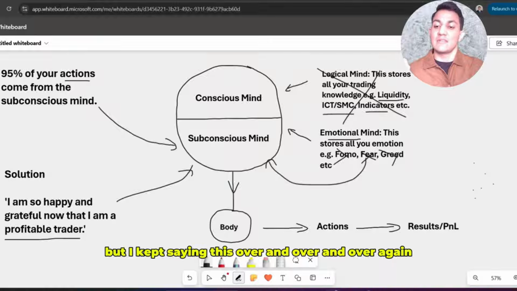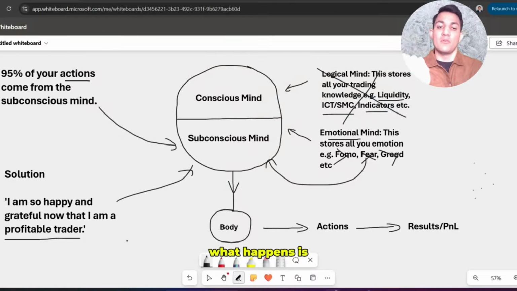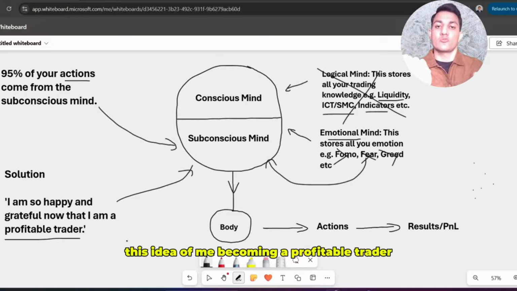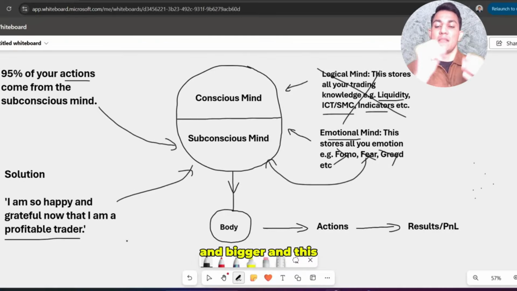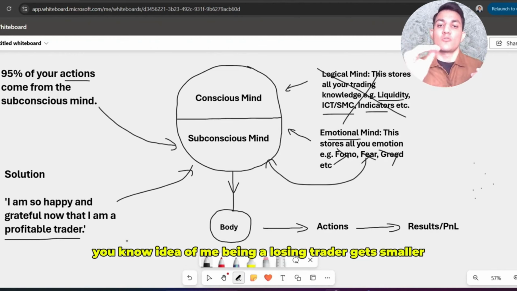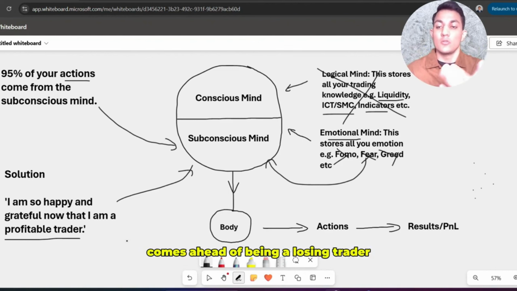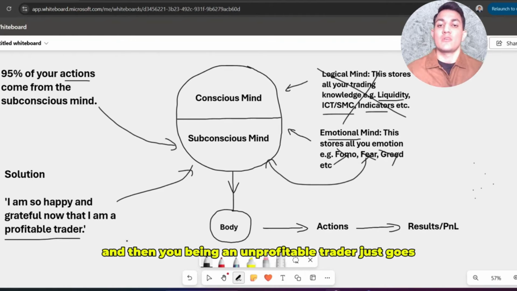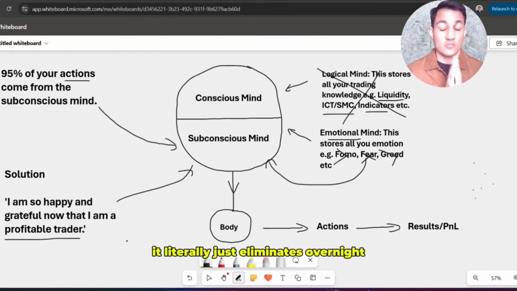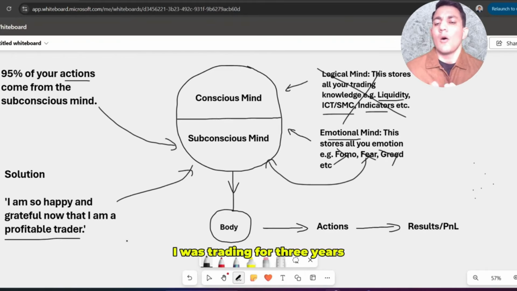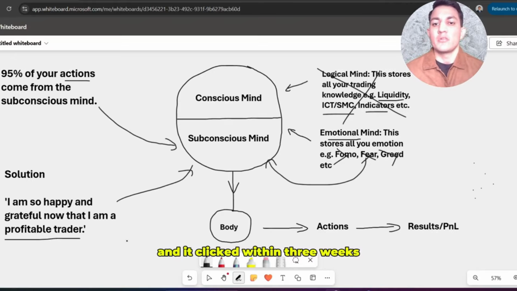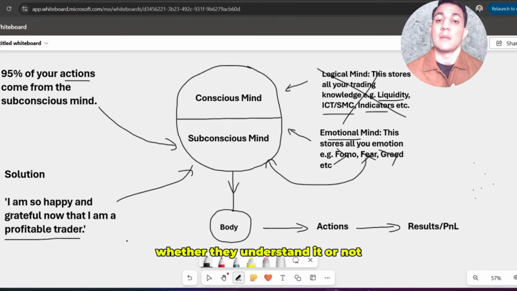But I kept saying this over and over again. What happens is this idea of me becoming a profitable trader gets bigger and bigger. And this idea of me being a losing trader gets smaller and smaller. Eventually, you being a profitable trader comes ahead of being a losing trader. And then you being an unprofitable trader just goes. It literally just eliminates overnight. And that's when people say, oh, I was trading for 3 years and it clicked within 3 weeks. This is exactly what they're talking about, whether they understand it or not.